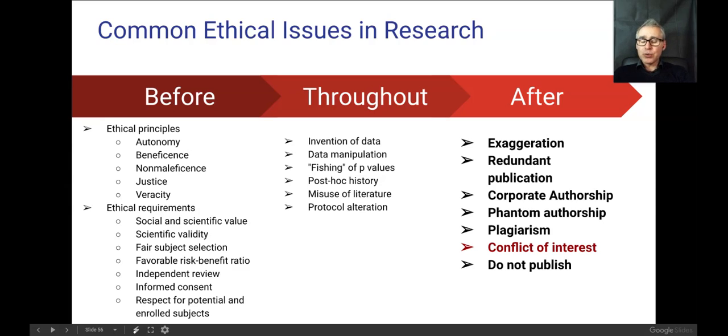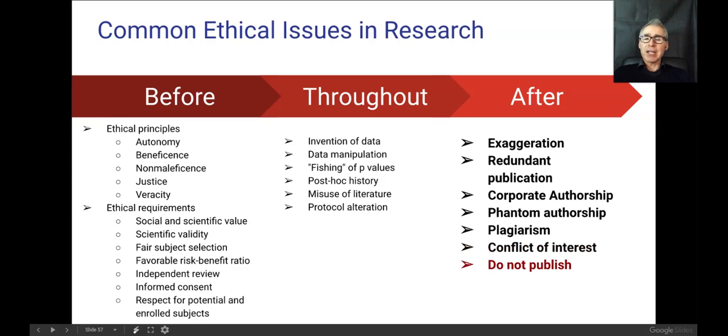So, to have stocks in a pharmaceutical company or to work for a pharmaceutical company doesn't inhibit a person to carry out and publish research, but to not disclose this relation may be an ethical issue.